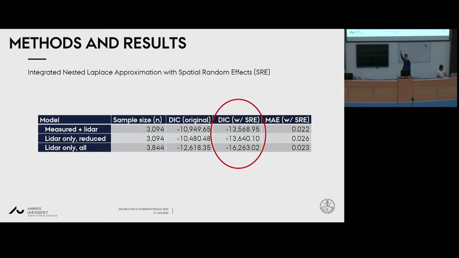And as you can see, the deviance information criterion is a little bit lower for the lidar model. That means that it's actually just a tad better than the one with the measured variables. So we managed to make a model of dark diversity in these forests with lidar alone that performed at least just as well as when we included the measured variables.